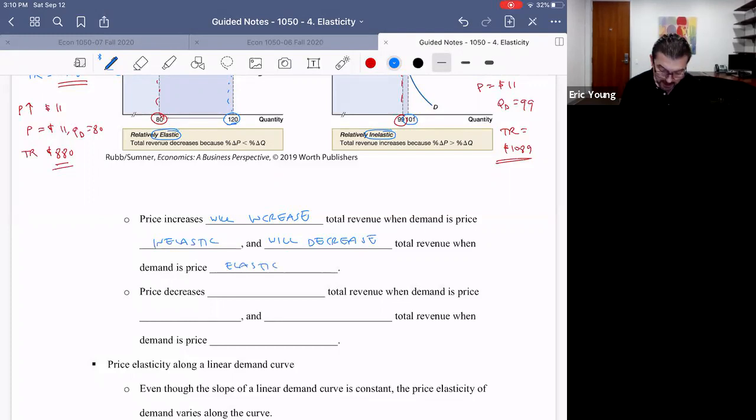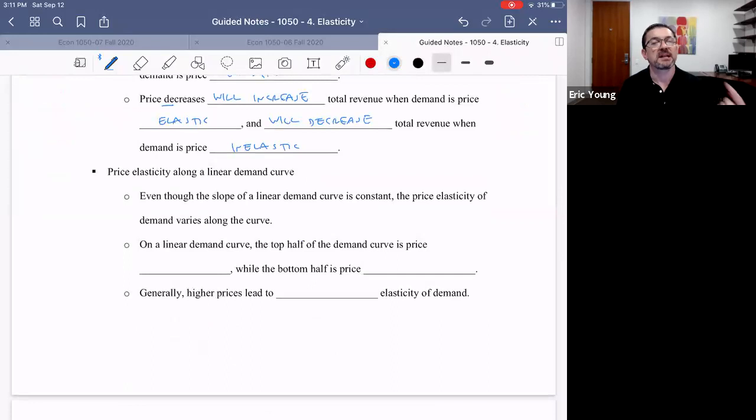On the other hand, a price decrease will increase total revenue when demand is price elastic, and it will decrease total revenue when the demand is inelastic. Simplest way to think about it, P and TR go in the same direction when it's inelastic. They go in opposite directions when it's elastic.